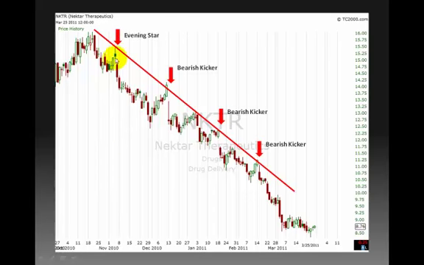The first one we had here was an evening star, then we had a large bearish kicker, and then we had another bearish kicker down, and finally we had another bearish kicker. Every single one of these patterns produced profits, and every single one of these would have been extremely safe and profitable to enter this stock in a short manner.